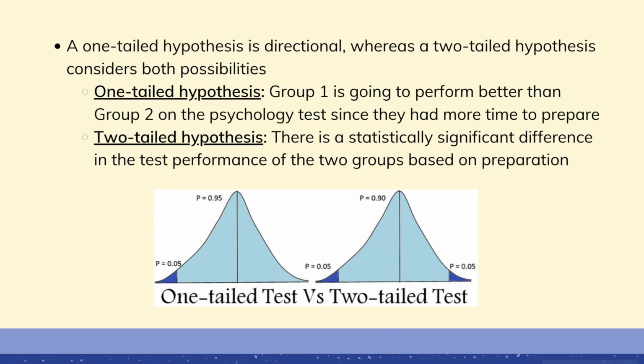As we are hypotheses testing, we also need to recall one-tailed and two-tailed hypotheses. A one-tailed hypothesis is directional, and you are hypothesizing that scores in one condition will be better than scores in the other condition. Okay? And two-tailed hypotheses consider both possibilities, hence hypothesizing that there will be a statistically significant difference between the two conditions. It just doesn't say which will be better than the other. It will just say that there is a difference between the two conditions. Okay.